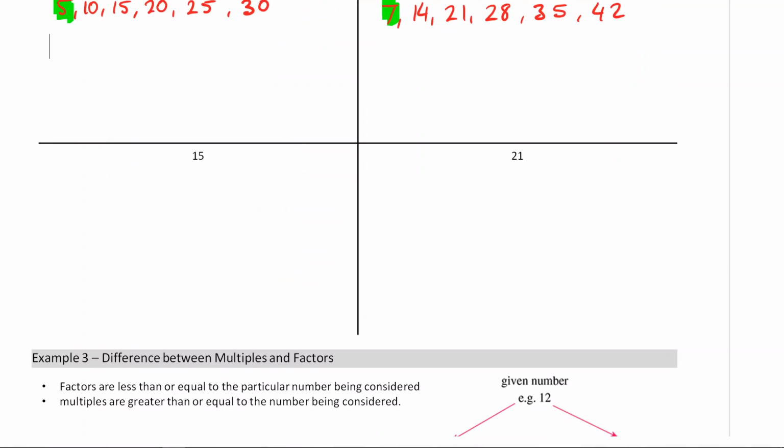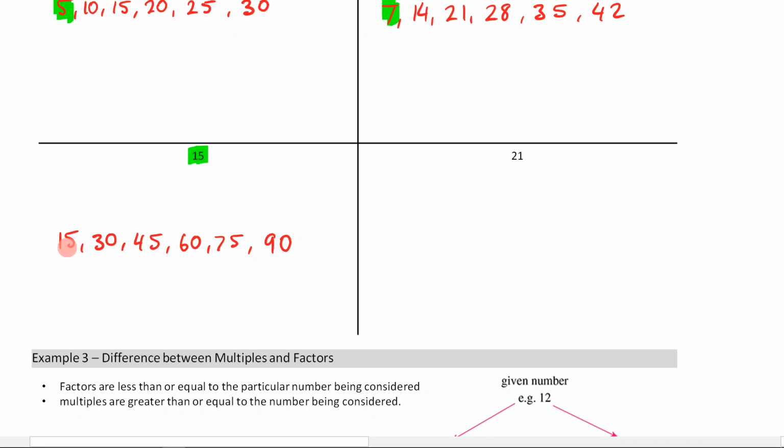Let's go through 2 more examples here. Maybe you want to pause the video and see if you can do it for 15. So it's going to be 15, 30, 45, 60, 75, 90. 1, 2, 3, 4, 5, 6. And once again, let me stress 15.